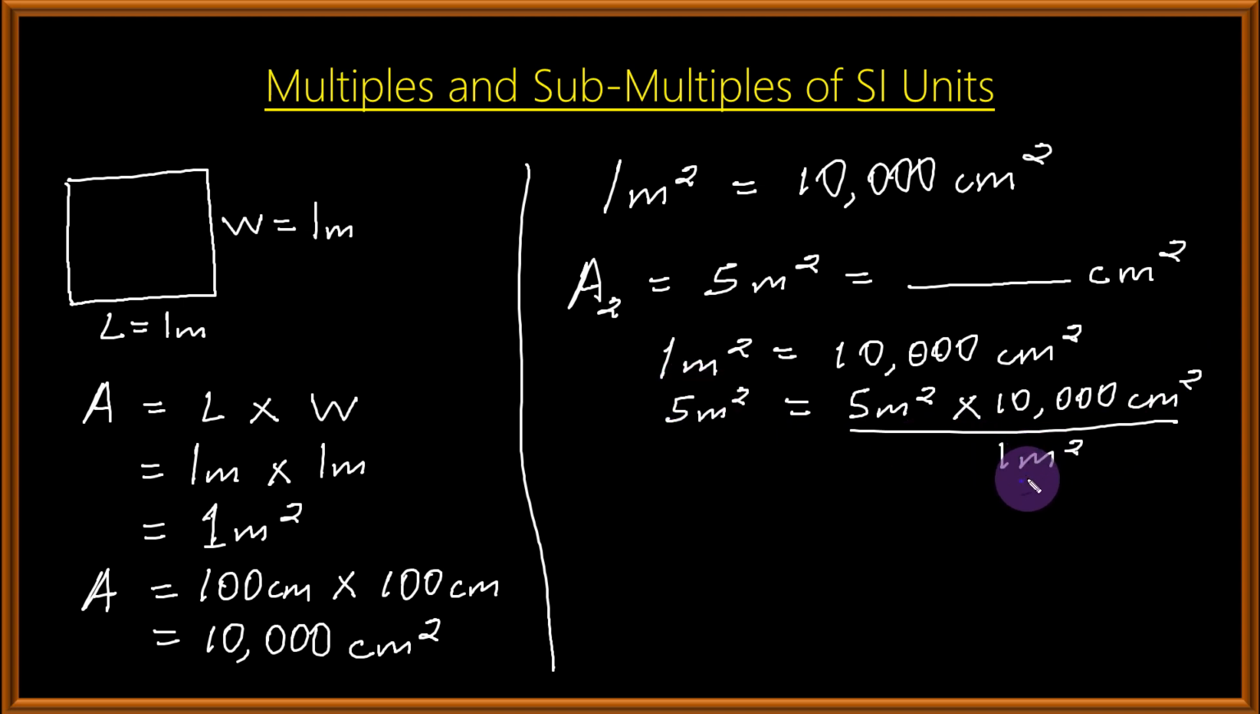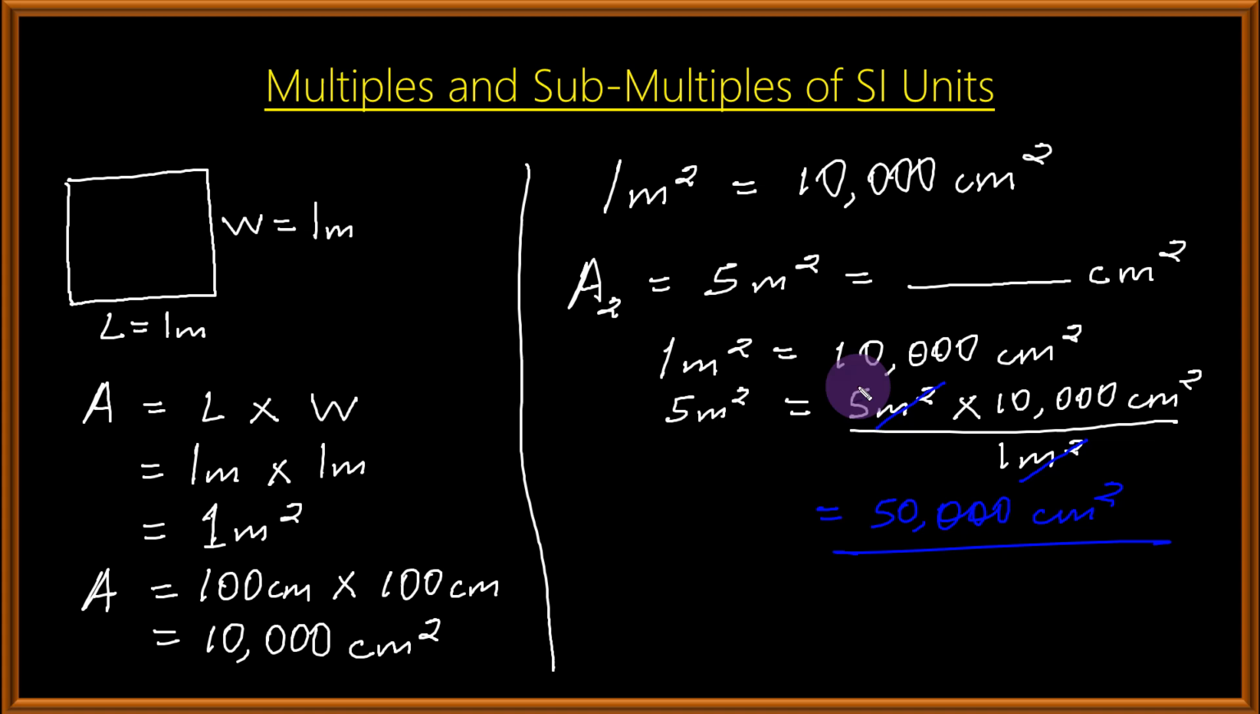At this point, you will see that the square meters cancel out and you are left with the centimeters squared. And your answer becomes 50,000 centimeters squared. This is how you will do this kind of conversion.